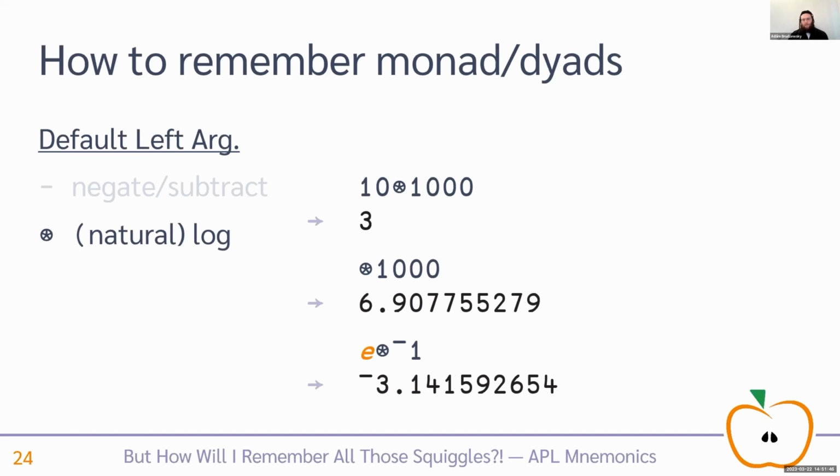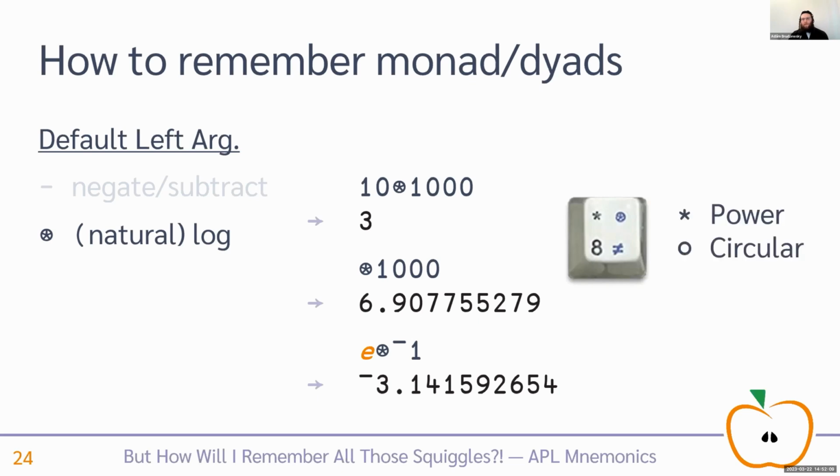And e is Euler's constant. How do we type this? It's on the 8th key. In all likelihood, you already use the 8th key to type the star or asterisk, which we use for power, exponentiation in APL. And so it makes sense also that its inverse is on that key. Asterisk or star and circle.